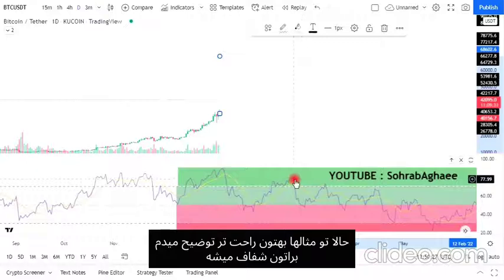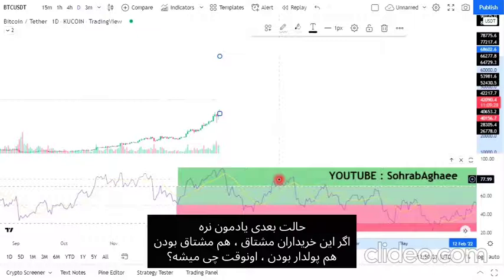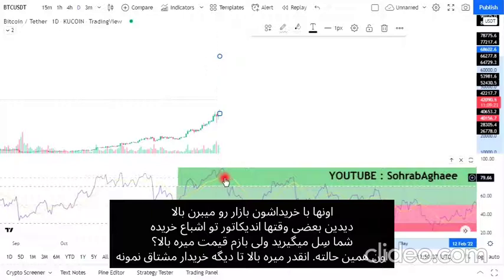In the examples that I will show, this issue will be clear for you. Don't forget one point. What will happen if buyers are strong in this area? They will be able to raise the price over time. They raise the price so much that the eager buyer is not in the market.